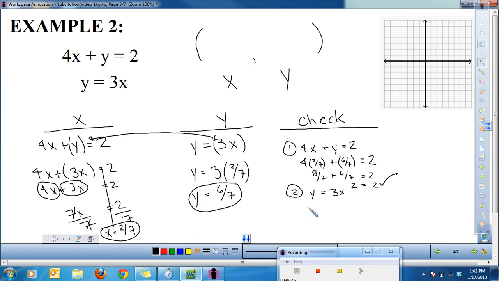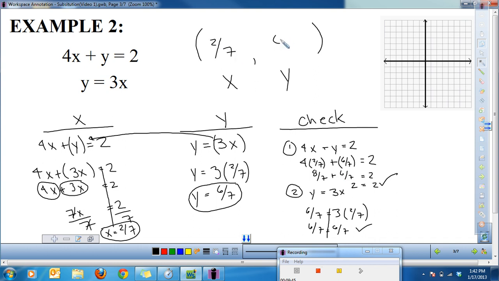Now to solve for y, to check y, I'm going to do the same. I think that y is 6 over 7. So let's see, is 6 over 7 equal to 3 times 2 over 7? Well, I'm going to bring down my 6 over 7. And 3 times 2 over 7 is 6 over 7, so it works. Both of my checks work, so I can write my answer and my solution.